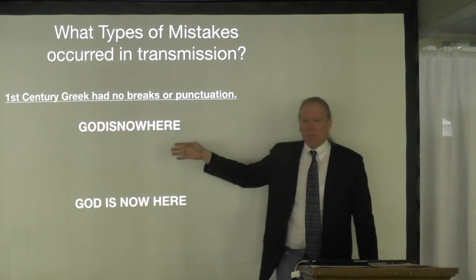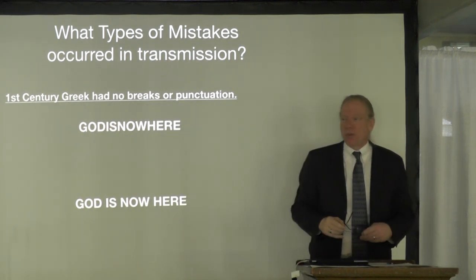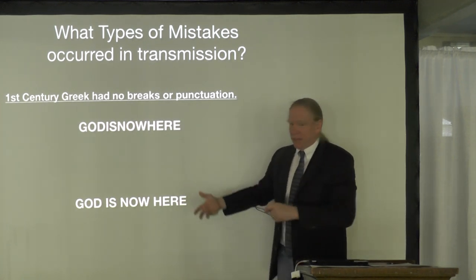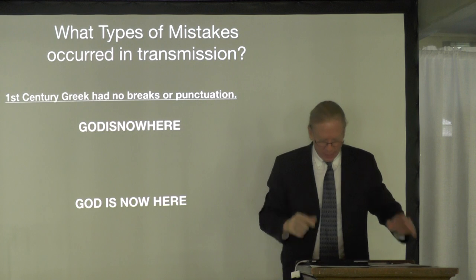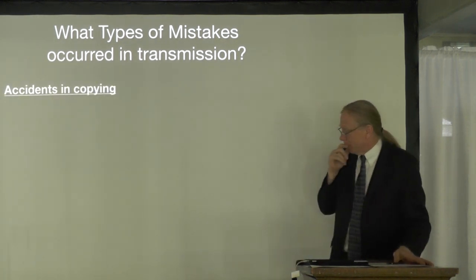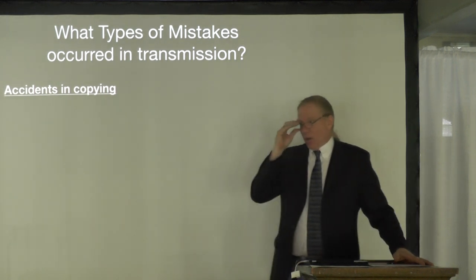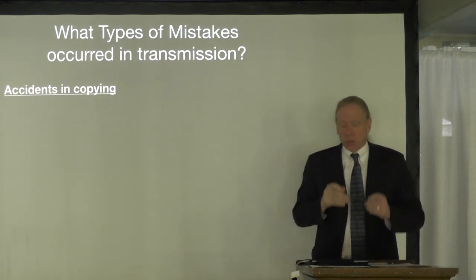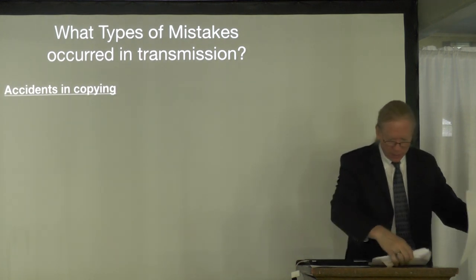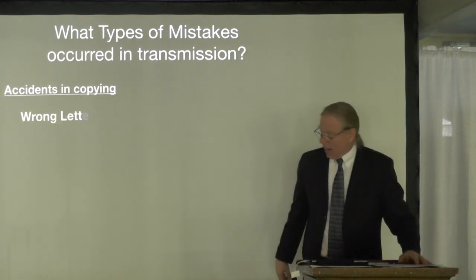So this is a problem that occurred oftentimes when we were trying to transmit the Greek texts. What was he really trying to say? What were the words? So that's one way. There are also accidents in copying. As I mentioned to you, there or there. What am I saying? There or there? Oops, let me get to the right. That would be one example.